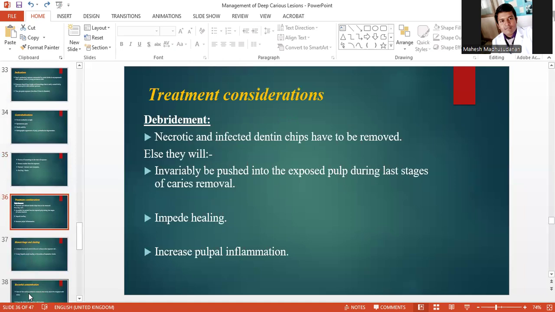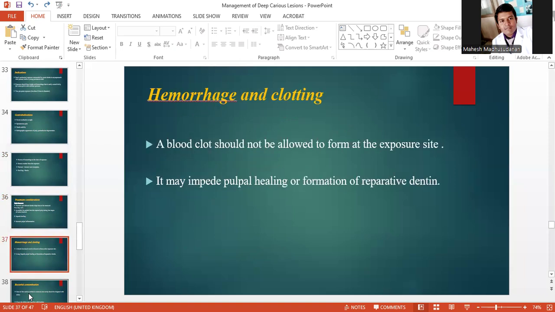Necrotic and infected dentin chips have to be removed, else they will invariably be pushed into the exposed pulp during the last stages of caries removal, which can impede healing and increase the pulpal inflammation. Hemorrhage and clotting: a blood clot should not be allowed to form at the exposure site as it may impede pulpal healing or formation of proliferative dentin.